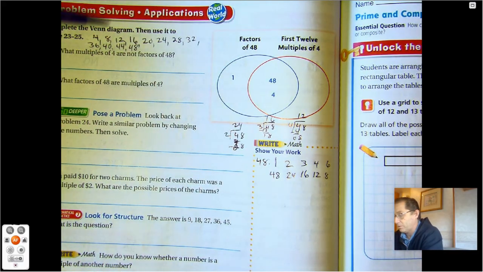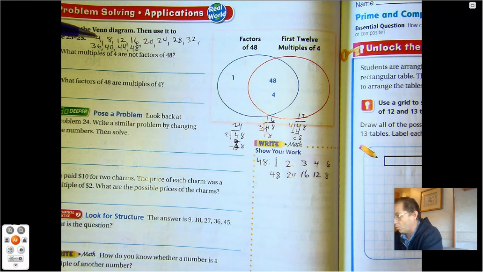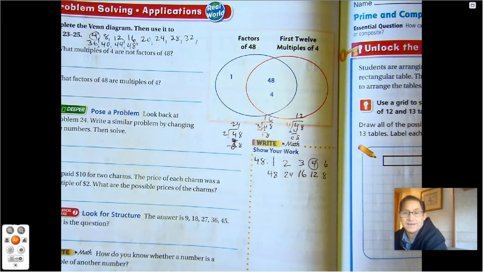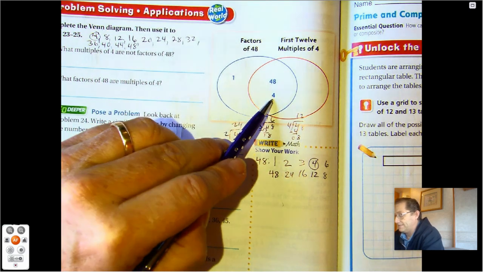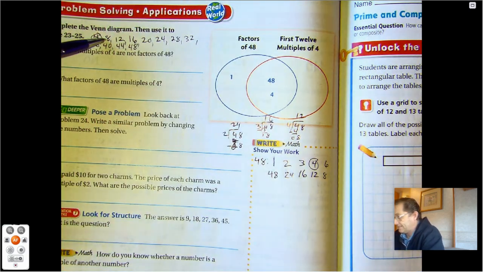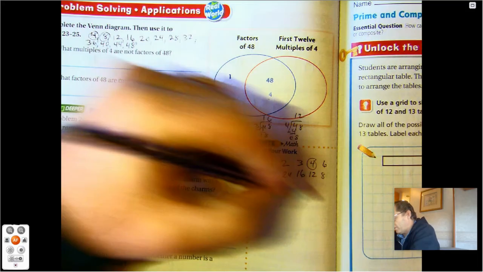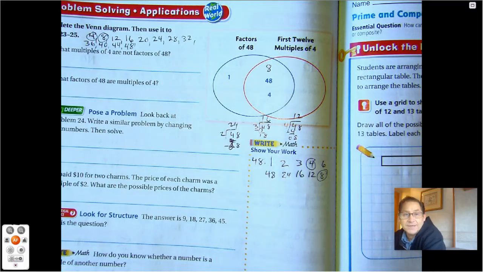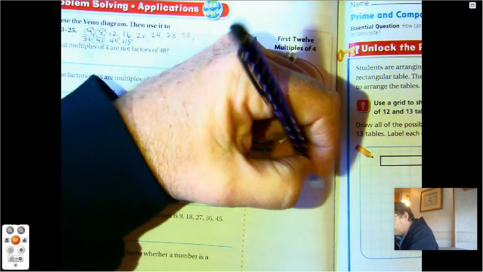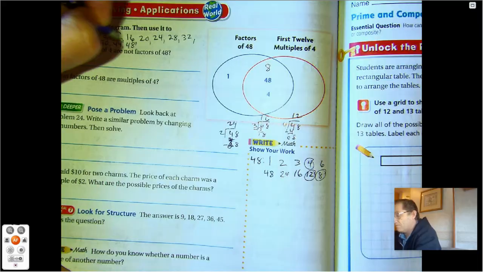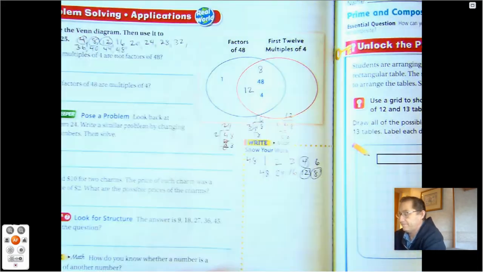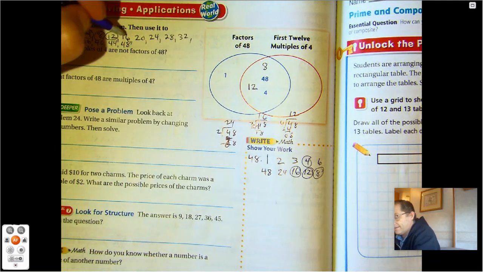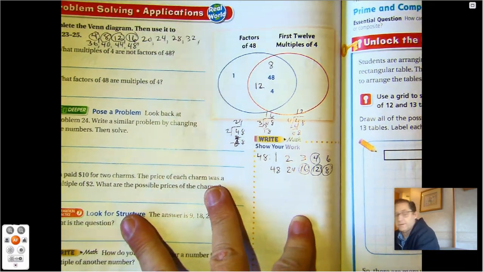4. 4 is a multiple of 4. 4 is a factor of 48. So we see that 4 is in the middle. 8 is a multiple of 4, and it is also a factor of 48. 12 is a factor of 48. It is a multiple of 4. 16 is a factor of 48, and 16 is a multiple of 4.